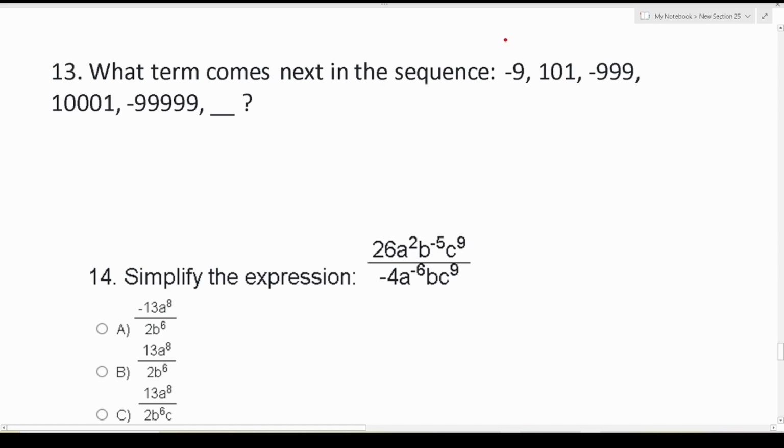Let's take a look at our nines. This nine's negative, this nine's negative, and this nine's negative, whereas these 101s are positive. Okay, so we have a pattern there. And as we can see, it goes from 9 to 1 to 9 to 1 to 9 to 1. So we know our answer is going to start with a 1 and end with a 1. Okay, so we can kind of disregard the nines at this point.